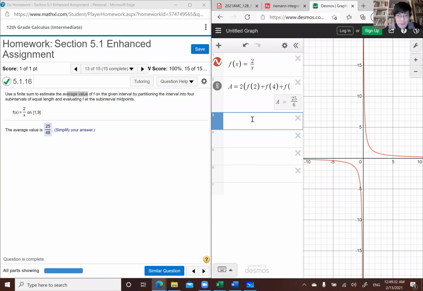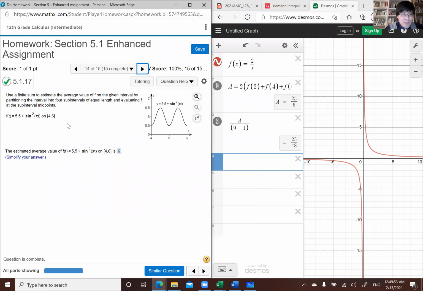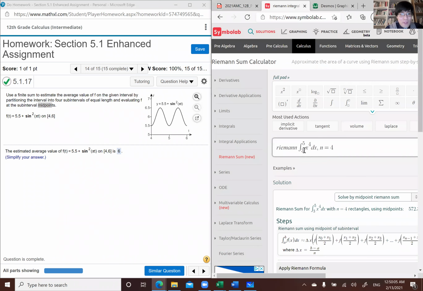So now to find the average, divide by the interval length, which is 9 minus 1, to find the average value, which is this. That was the easy one. Okay, next one. Again, you do the same thing, but with a different function and different interval. And again, it's terrible. It's midpoint, but let's do it. Let's check it with this one. So the interval is 4 through 6.